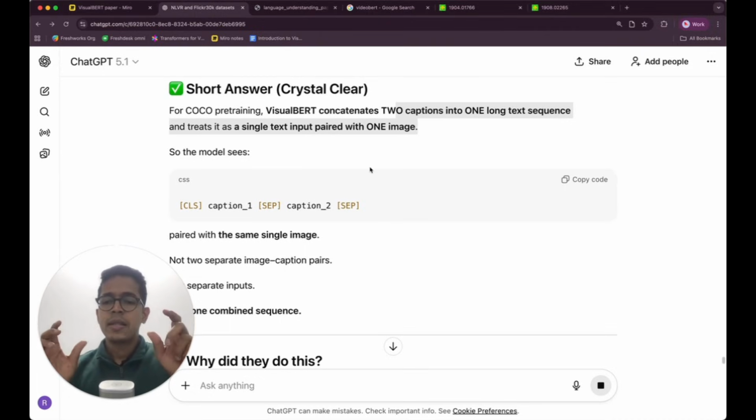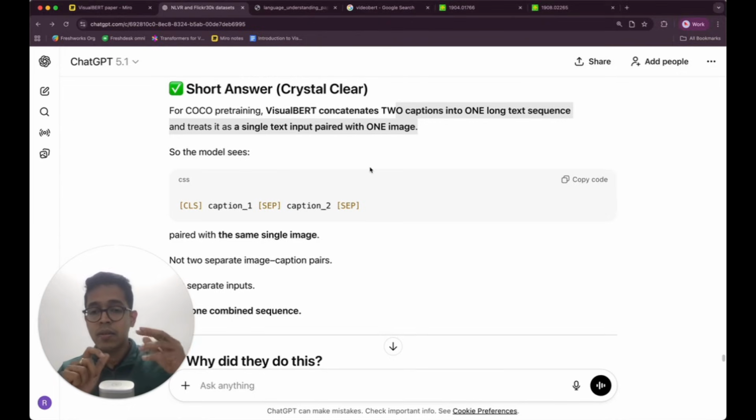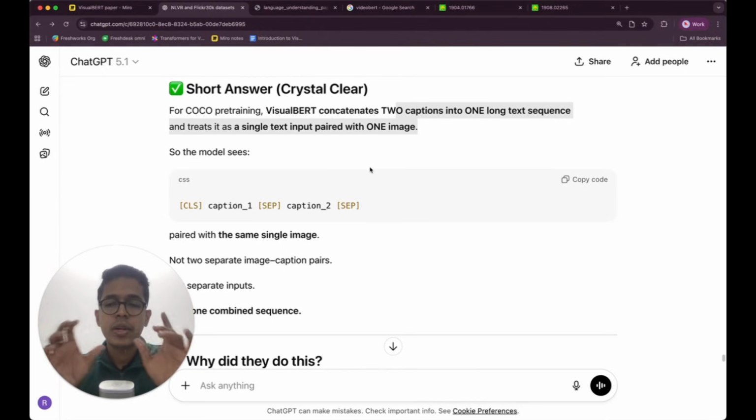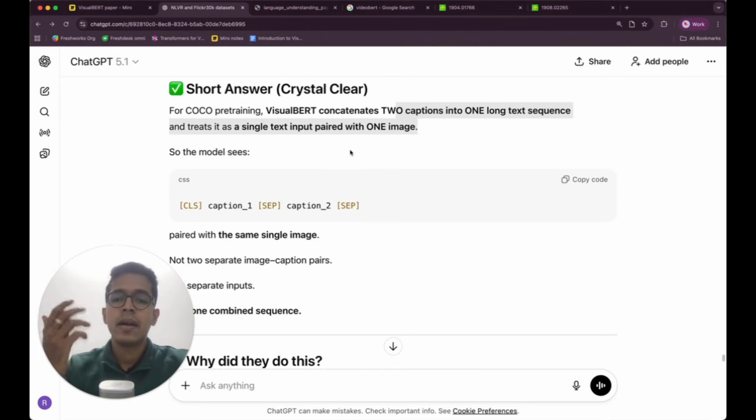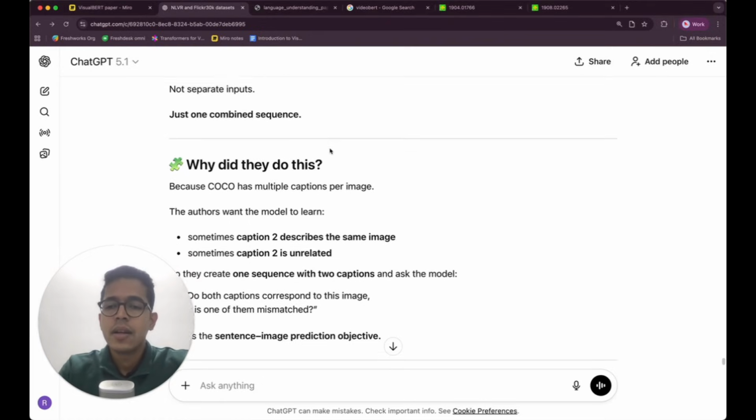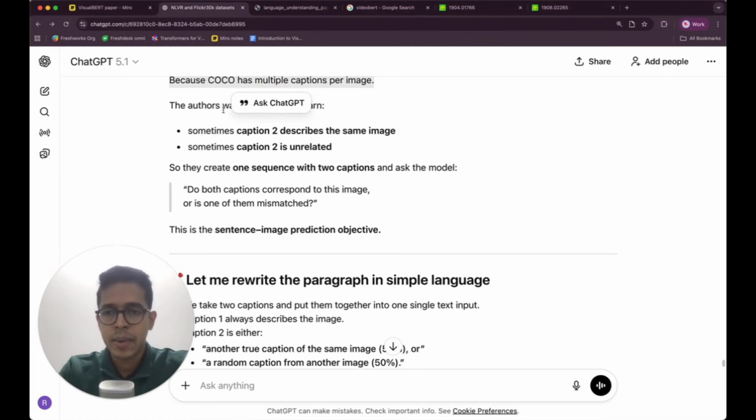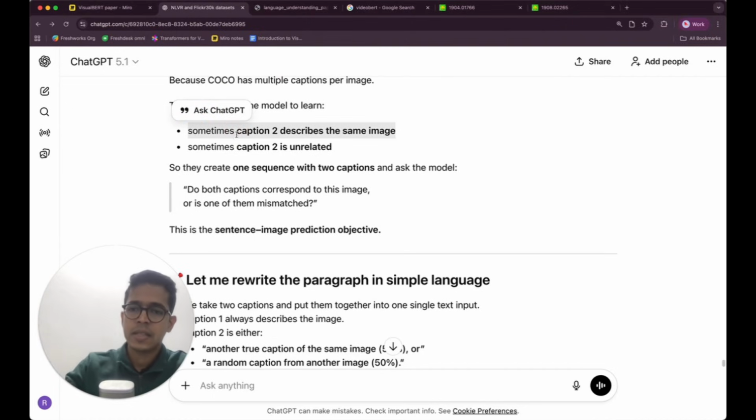If those two captions are coming from the same image, then there is no problem. But if the second caption was, with a 50% likelihood, picked from another random image, then those two captions are actually not coming from the same image. Okay, because Coco has multiple captions per image. Authors want the model to learn: sometimes caption 2 describes the same image, sometimes caption 2 is unrelated.